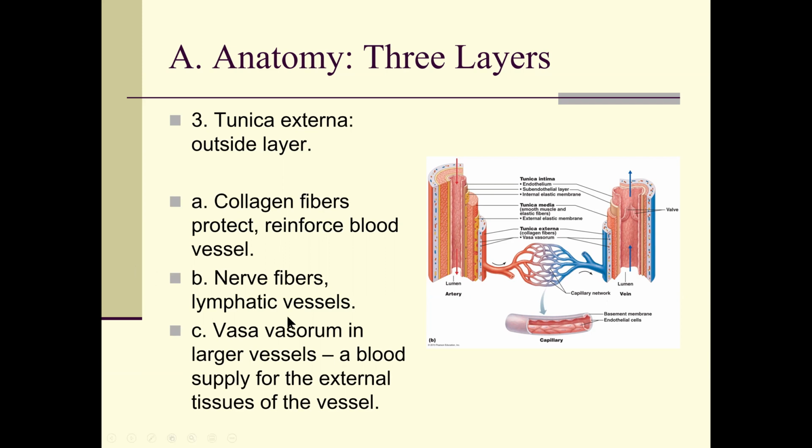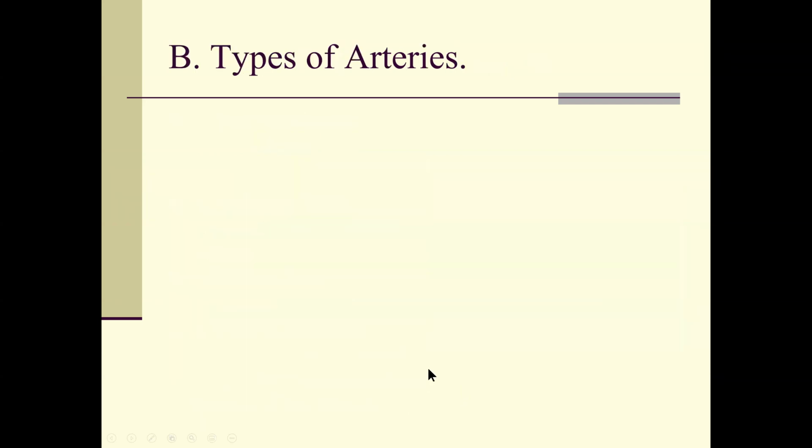But for the larger blood vessels, like the aorta and the carotids, we will have a vasa vasorum, which means we'll actually have a blood supply to the outermost layer of the blood vessel. And that's only in the larger blood vessels, because they are much thicker. The aorta obviously is much thicker than a one-cell capillary.